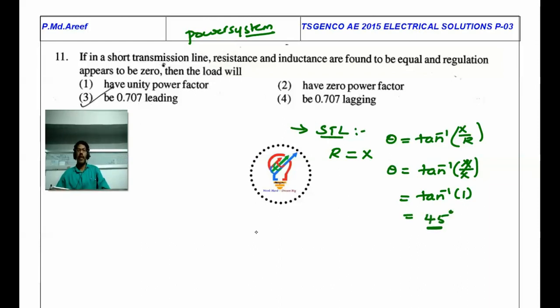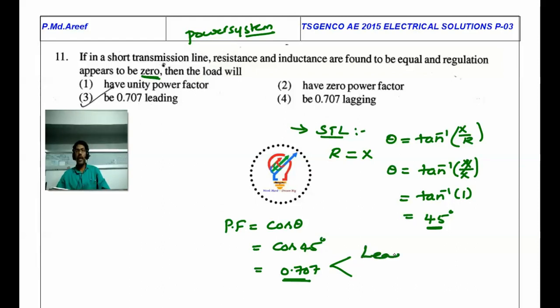Now we can find the power factor. So power factor is cos theta, which is cos 45 degrees, which is 0.707. Now the question is whether it is leading or lagging. As we know, the regulation will be 0 here, and regulation will be 0 only at leading power factors. So from these two conclusions we can say that the answer is 0.707 leading.